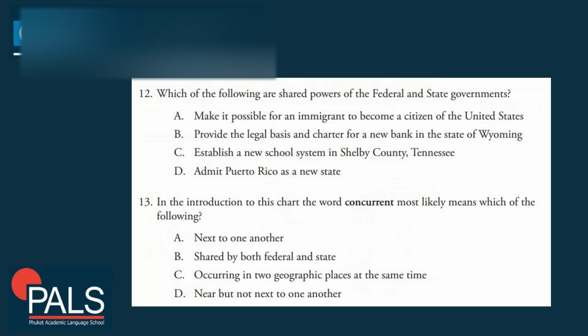So does it mean A, next to one another? B, shared on both federal and state level? C, occurring in two geographic places at the same time? Or D, near but not next to one another? Give it some thought. The correct answer is B. It tells us shared by both. Even the answer says shared by both. This is pretty easy if you go back and find the term concurrent.